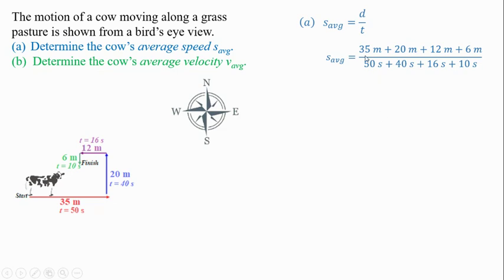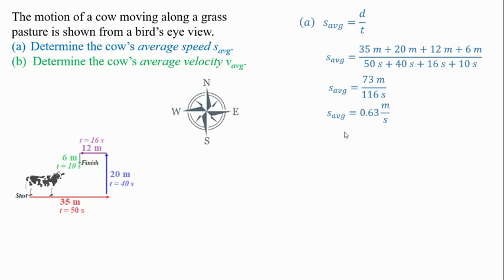So here in my numerator, I have 35 meters plus 20 plus 12 plus 6. And then in the denominator, all the times were given in the schematic. The first segment took 50 seconds, the second segment took 40, the third segment took 16 seconds, and then the fourth segment took 10 seconds. So that's where all those values come from. So we simplify here. The numerator is going to give us 73 meters, and then if we add up all the times in the denominator, that's going to give us 116 seconds. And then punching this in our calculator, that'll give us a value of 0.63 meters per second. Average speed is a scalar quantity, so there's no need to include any sort of direction at all, okay? So keep those things in mind.